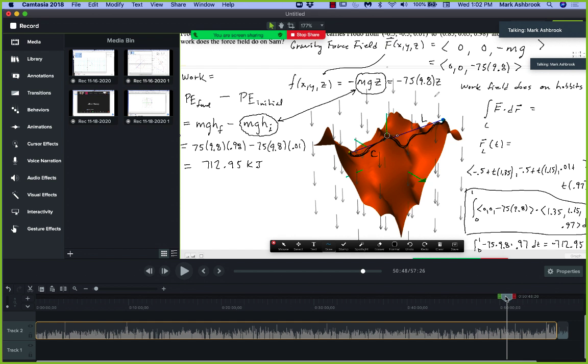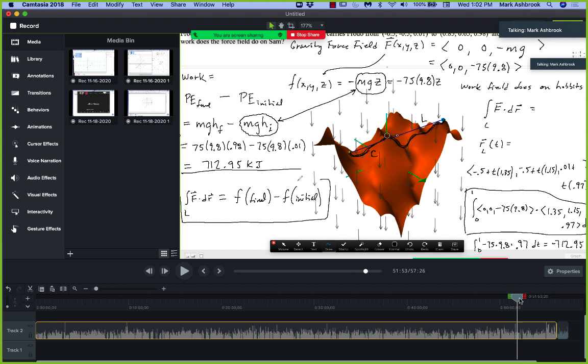And so we said, by finding the difference in potential energy, we really also found the difference in the potential function from the starting point to the ending point. So those are kind of one and the same. So therefore we can write the line integral as the potential function evaluated at the endpoint minus the potential function evaluated at the start point, because that was one and the same as potential energy final minus potential energy initial. The formula was the same. And this conclusion was the fundamental theorem of line integrals.